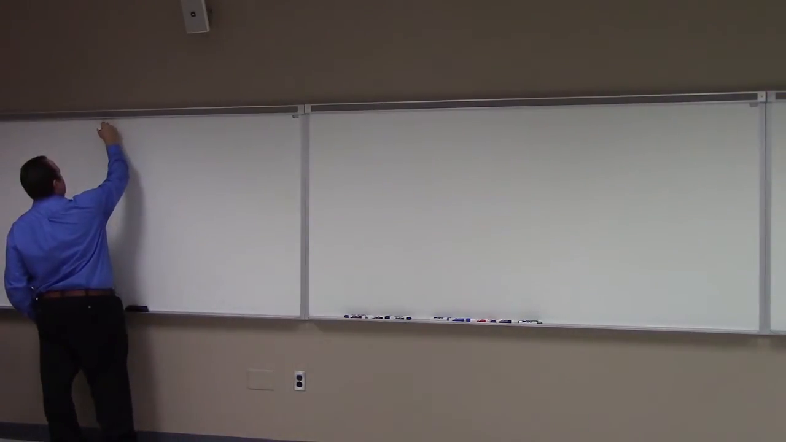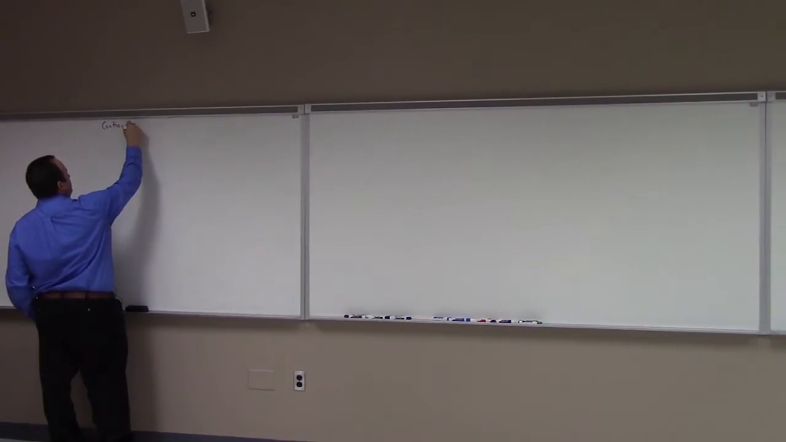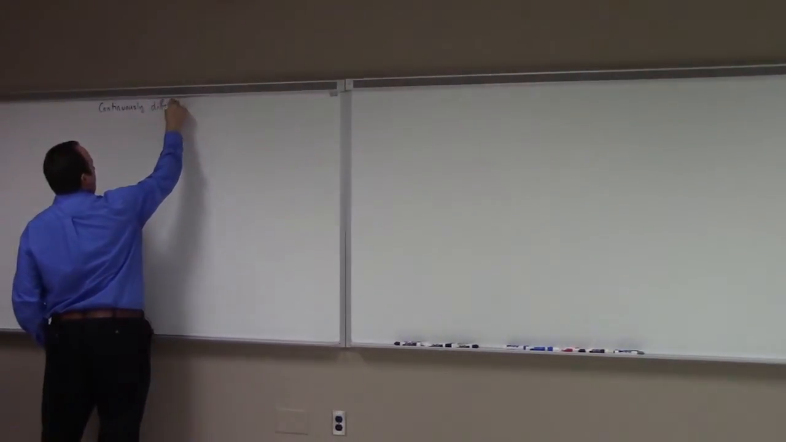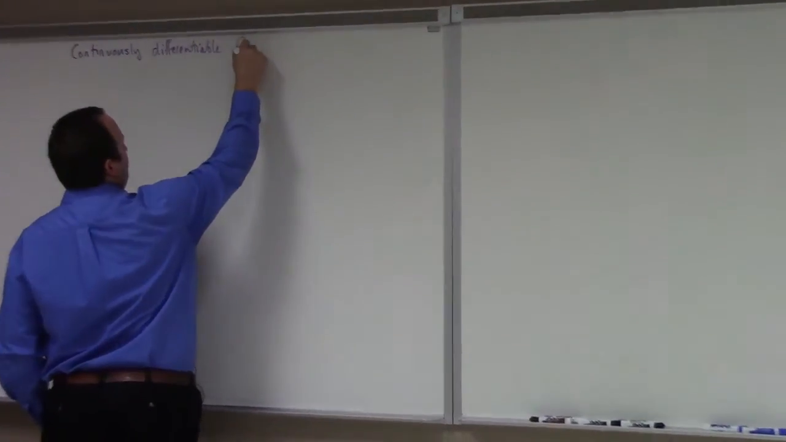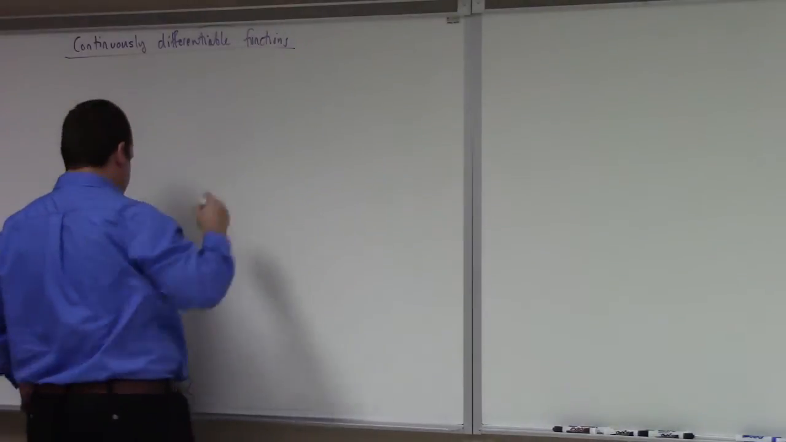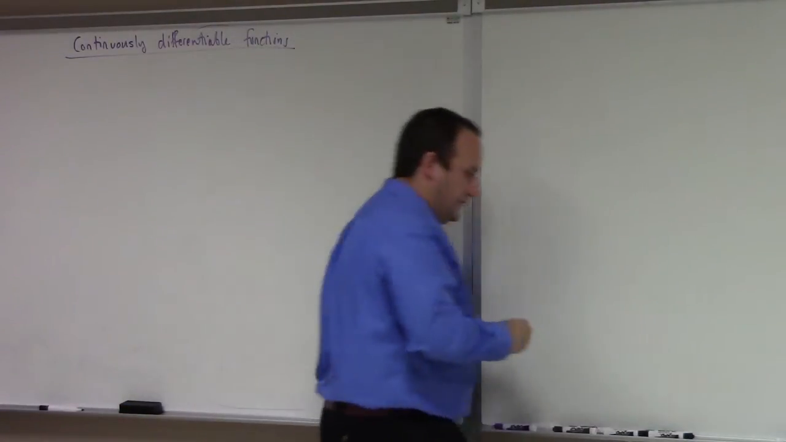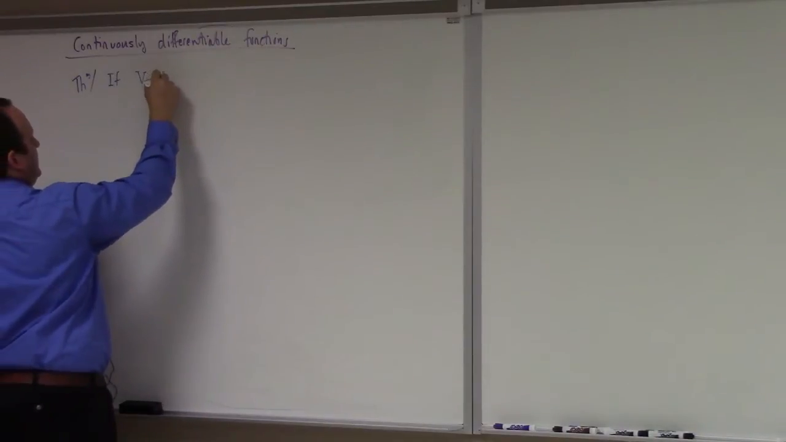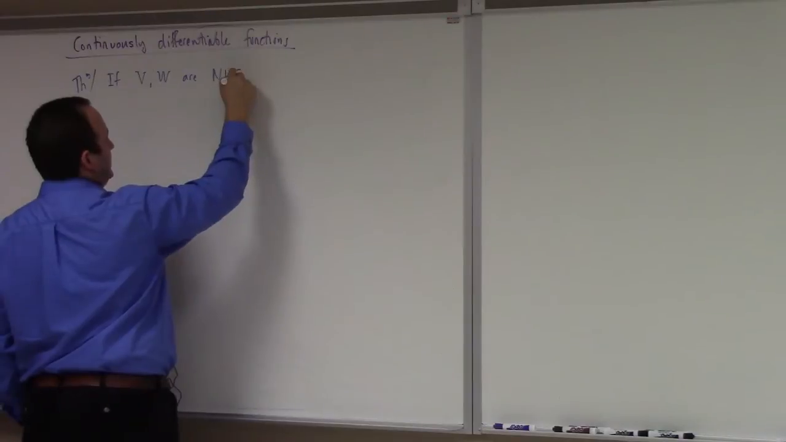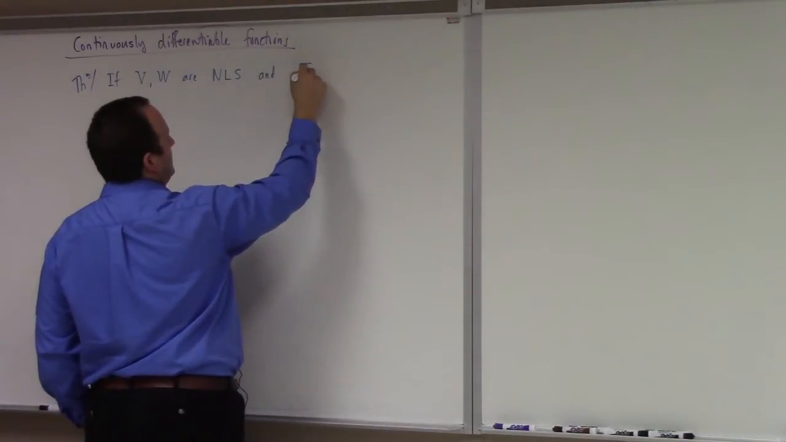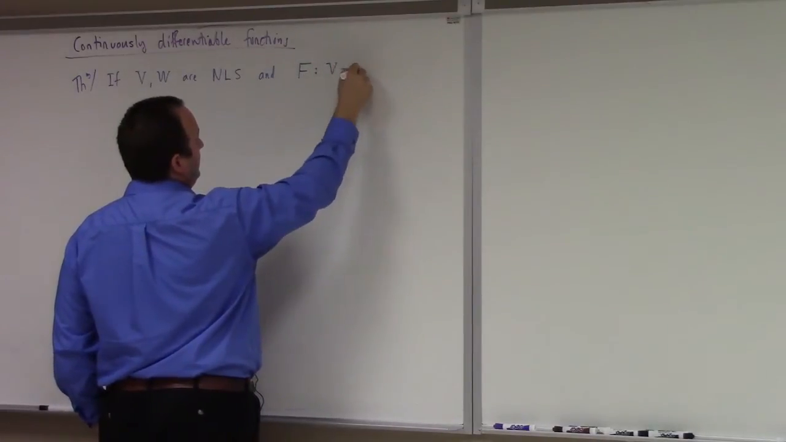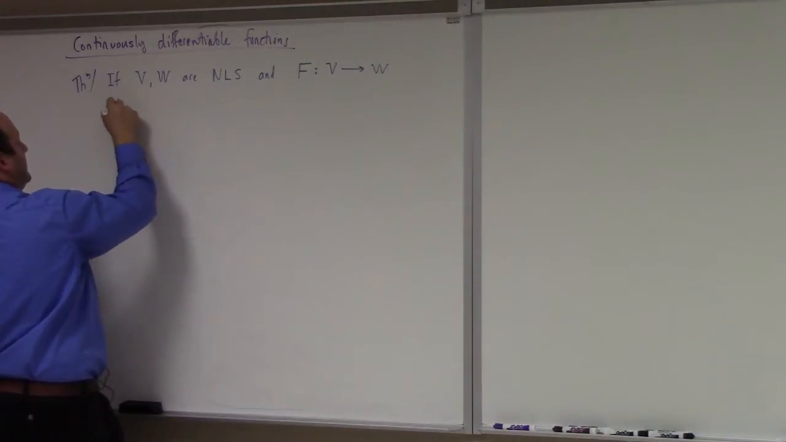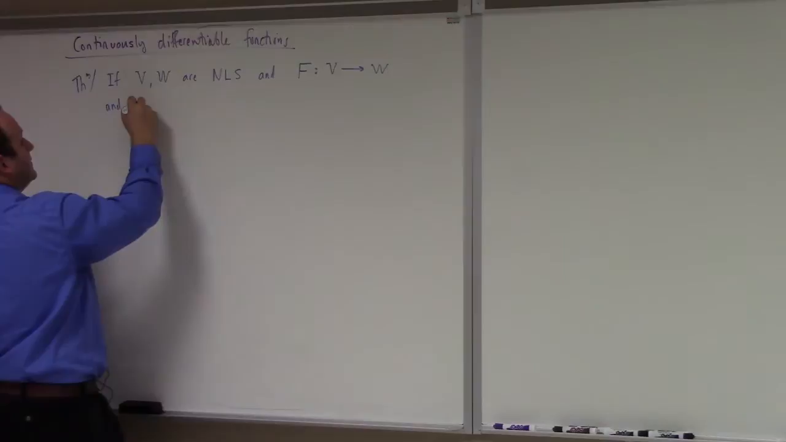Talking about the result of continuous differentiability, or we could call it continuously differentiable functions. What I want to talk about is the result. Now, let me just state the theorem. If V and W are normed linear spaces, and if F is a function from V to W, and let's see here, and partial F, well, a little bit more.